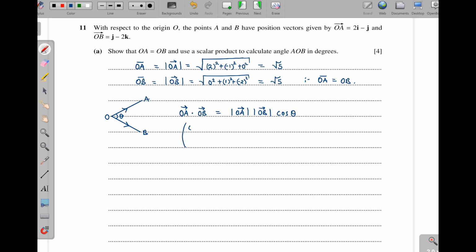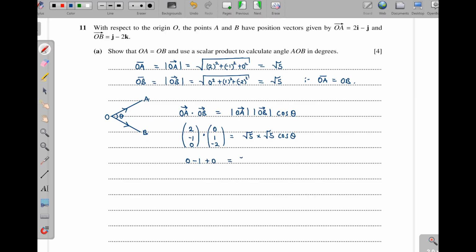So here we are having 2, then -1, and then there is no k, so that will be 0. Then dot it with vector OB, there is no i, so we shall have 0, then 1, and then -2. Then this one will be equal to, we have gotten it up here as root of 5, then times root of 5, then the cosine of theta. So 2 times 0, that will be 0, -1 times 1, that is a -1, 0 times -2, that's a 0.